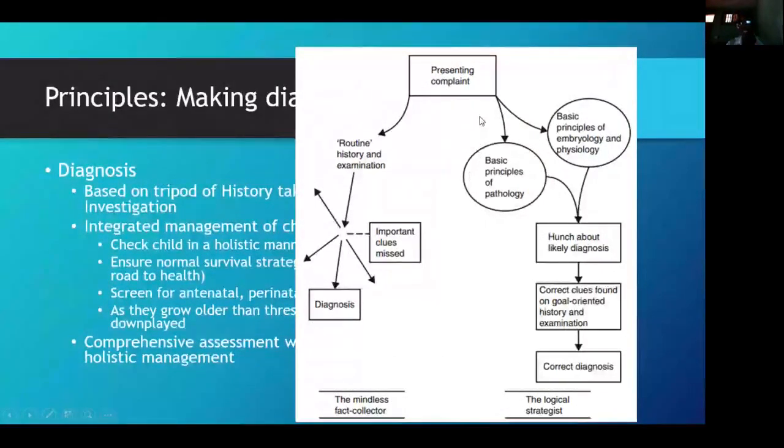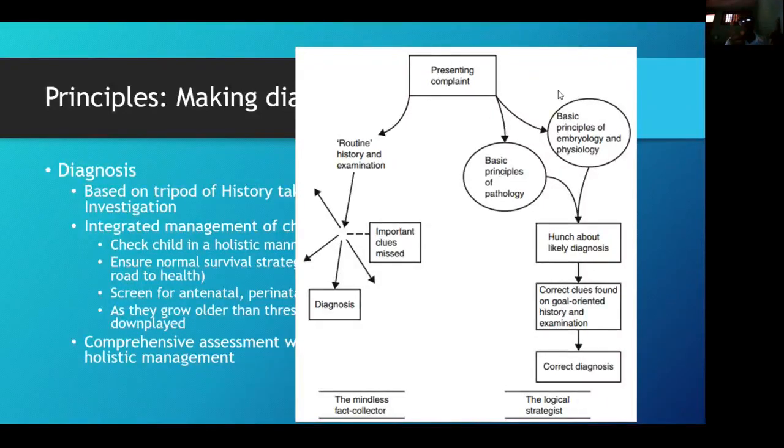However, what we need to do is to marry the presenting complaint with the basic principles that we have from the physiology of children as well as embryology, because they are closer to the embryonic period. And a lot of time, pediatric surgery has to do with embryology. So we take history on that basis.